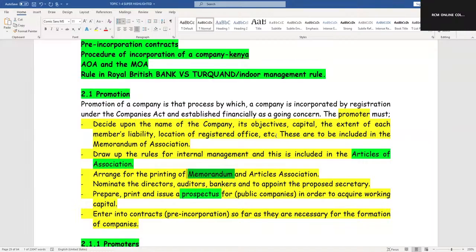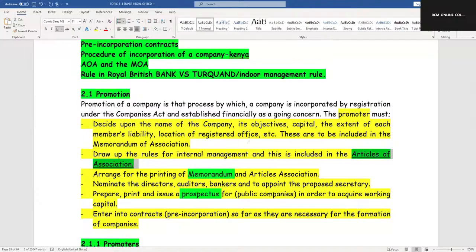So these are part of the propositions he has to come up with in forming a company as a promoter. That happens to be one of his duties. He'll draw up the internal rules and, of course, the regulations. Ideally, this is what I was explaining to you as the articles. He'll come up with the articles of association. He'll come up with the constitution of the company. The articles of association is like the constitution of the company.